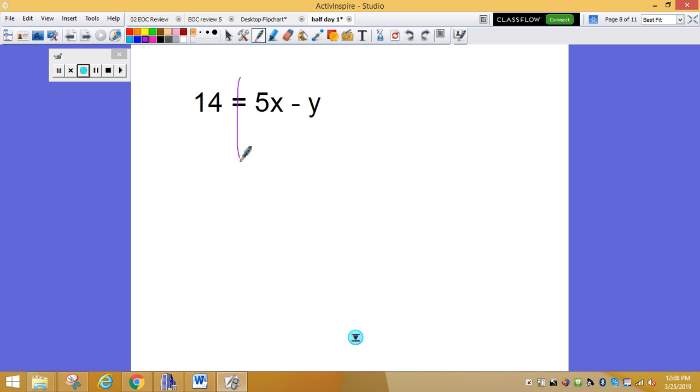All right, look at this one. Pause it, write it down. Again, my y is on the wrong side, so I'm just going to flip them. I'm going to put my 14 on this side. I'm going to put my 5x minus y on this side. And again, it's like problems we've been doing.